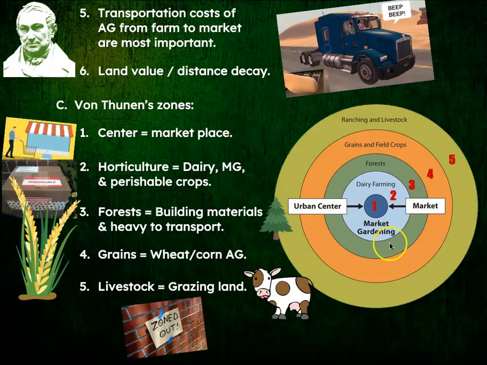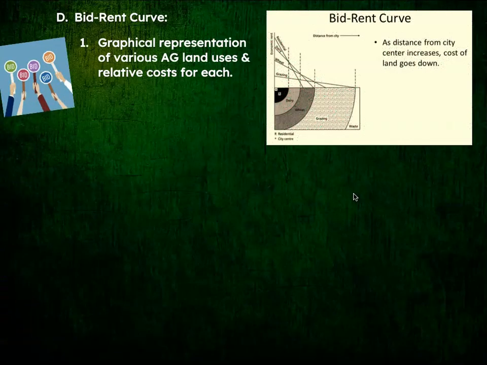If I go back to my prior slide and we get back to our bullseye, what the bid rent curve is pretty much going to say is your most valuable land is going to be right there at dead center. It's the urban center, it's the marketplace, and then the further out you go, the value of that land is going to decline.